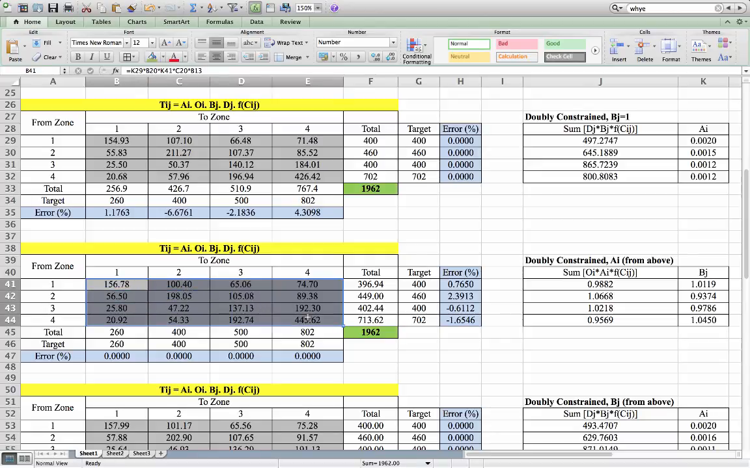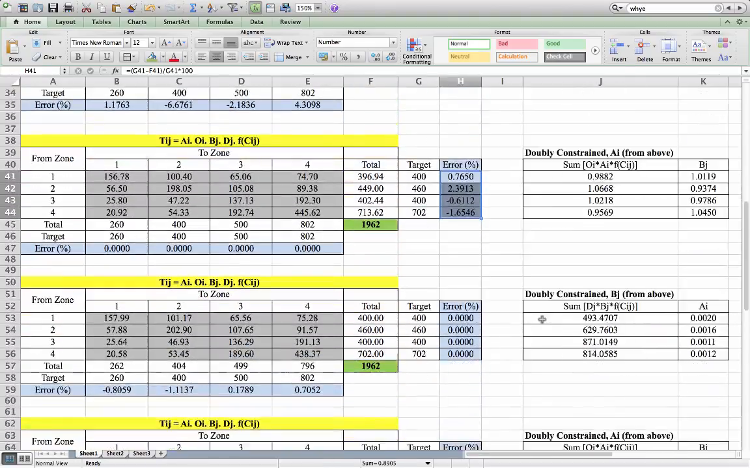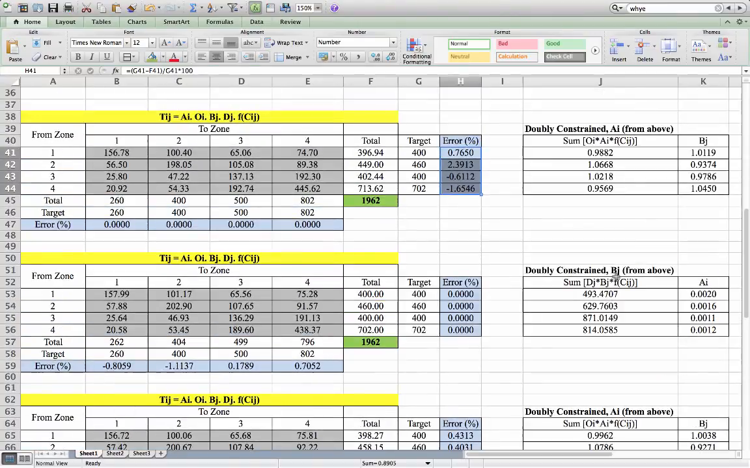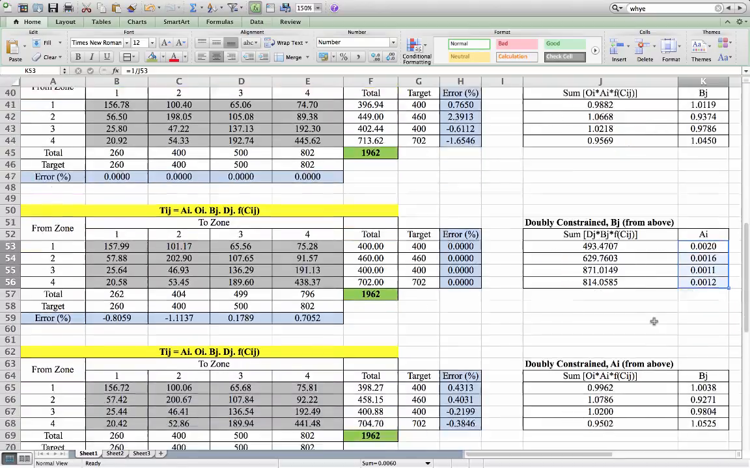Now let's have a look at the total productions and attractions. In the second iteration, the total attractions will match the target attractions, so there will be no error here. But the total productions will be a little off with some error. So we continue the iterations and we calculate again Ais. Remember, Bj comes from the previous iteration.